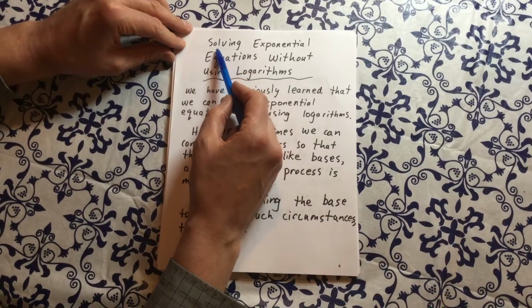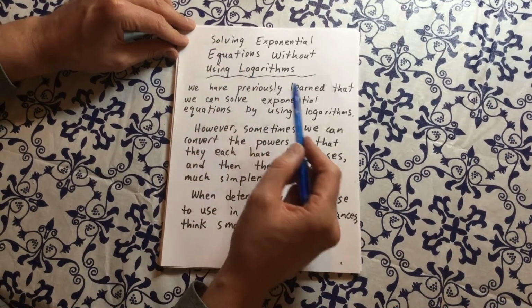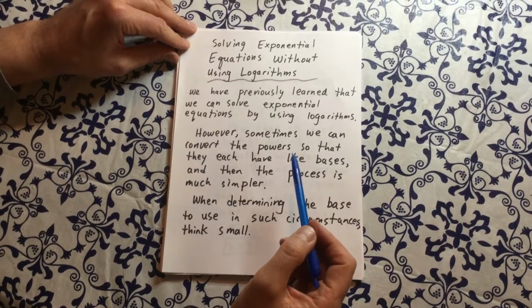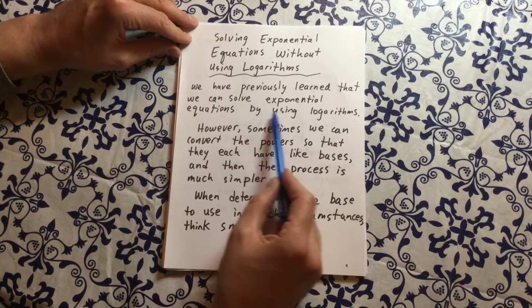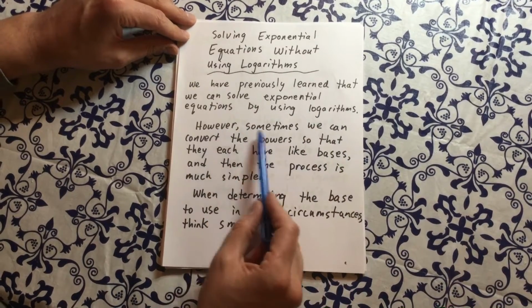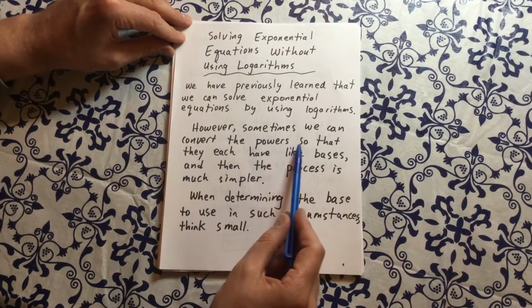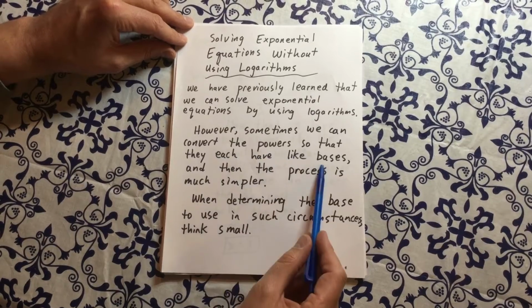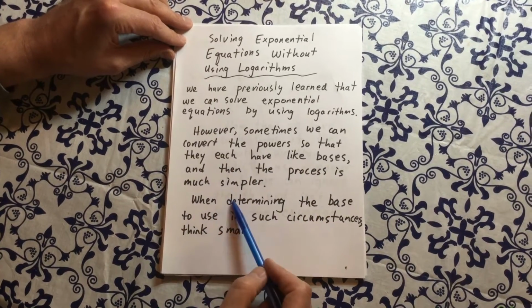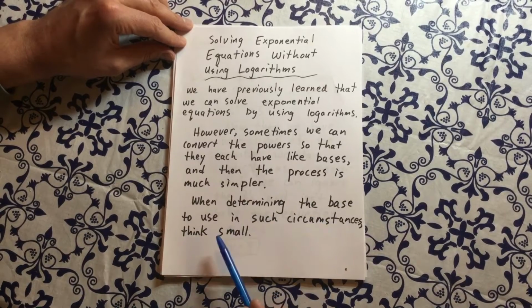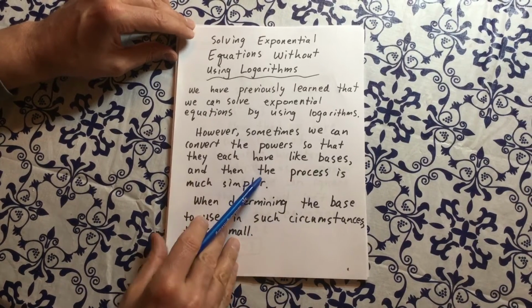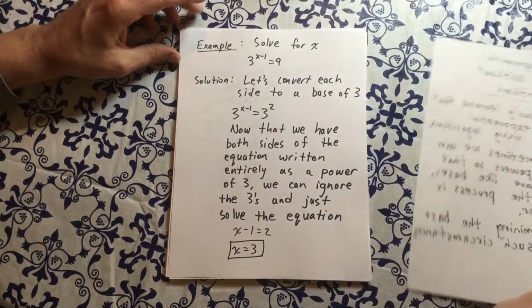In this video we will talk about solving exponential equations without using logarithms. We've previously learned that we can solve exponential equations by using logarithms. However, sometimes we can convert the powers so that they each have like bases, and then the process is much simpler. When determining the base to use in such circumstances, think small. And you'll see what I mean as we get into it.